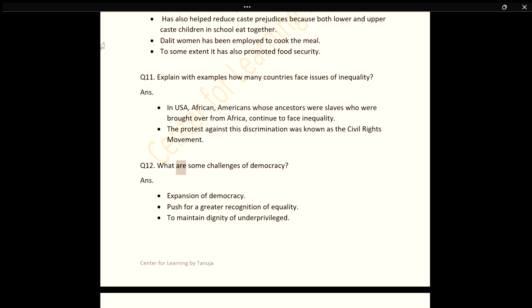Q12. What are some challenges of democracy? Ans. Expansion of democracy. Push for a greater recognition of equality. To maintain the dignity of the underprivileged.